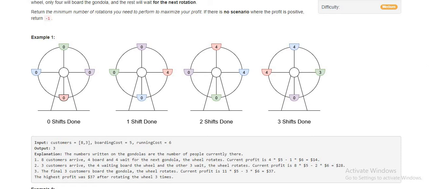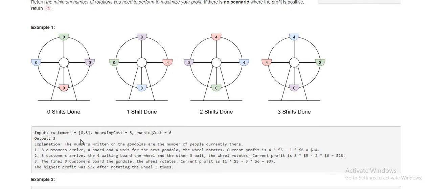So what we have to do is return the minimum number of rotations to perform to get the maximum profit. And if the profit is not a positive value, or if it is not greater than 0, we just have to return -1. It means that we cannot make a profit when we rotate the wheel. Okay, so let's take example 1.